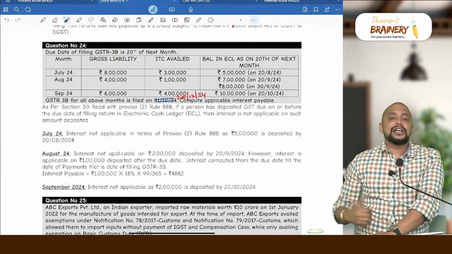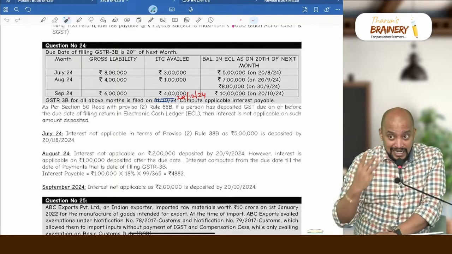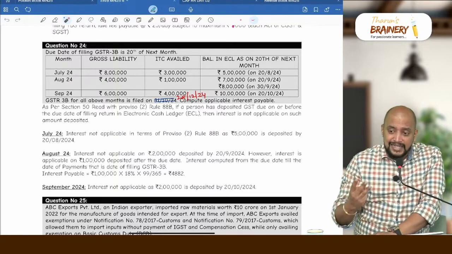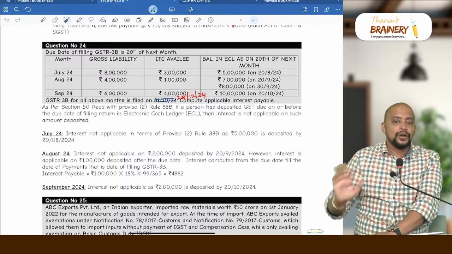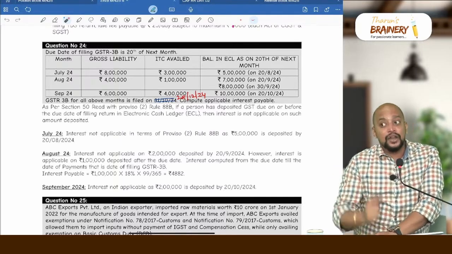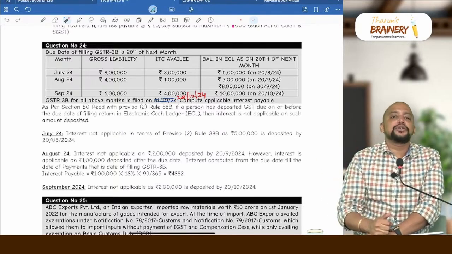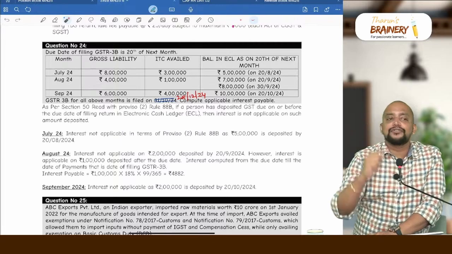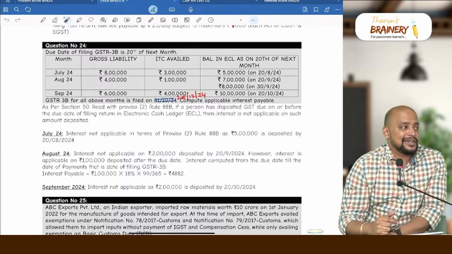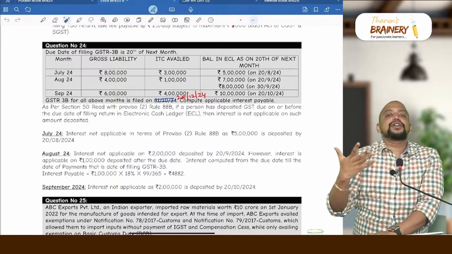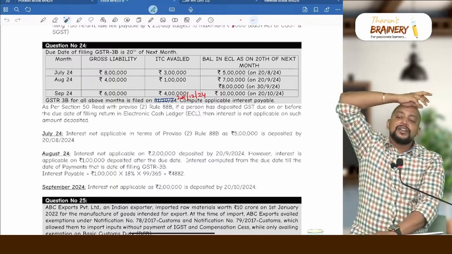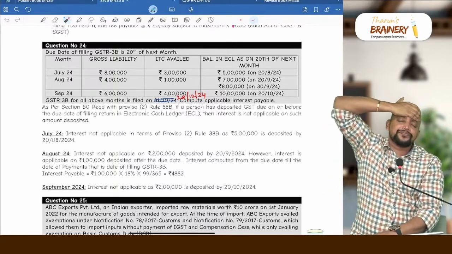August month, what is the net liability? 3 lakhs. Whether in that 3 lakhs I maintain 3 lakhs as on the due date of 3B? No, only 2 lakhs I have maintained, 1 lakh I have not maintained as on the due date of 3B. So on 1 lakh we need to pay interest. At what rate? At the rate of 18%. From which date to which date? You see the question and tell me, from which date to which date?